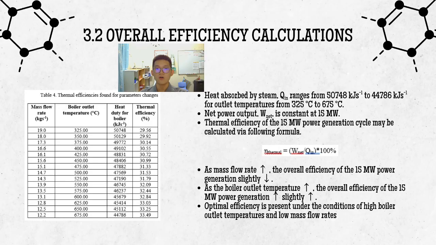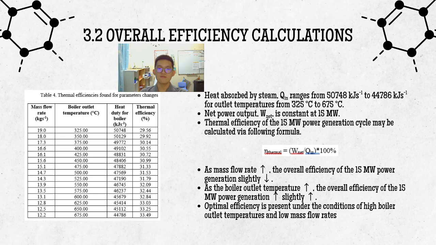As for the overall efficiency calculations, the heat absorbed by steam ranges from 50,000 kilojoules per second to around 45,000 kilojoules per second, for outlet temperatures from 325 Celsius to 675 Celsius. The net power input is constant at 15 megawatts as well. Therefore, the thermal efficiency of the 15 megawatt power generation cycle may be calculated via the following formula.